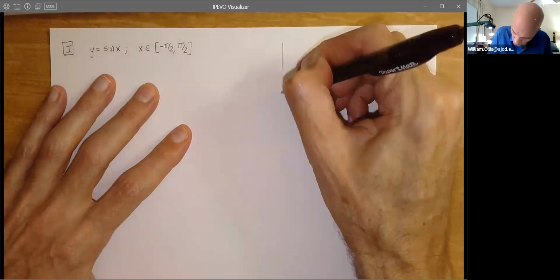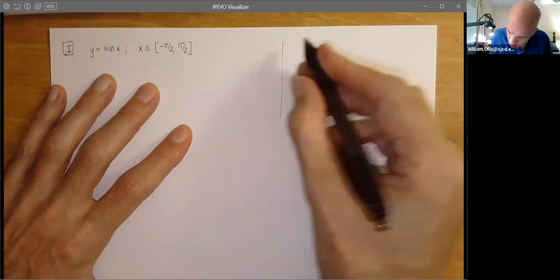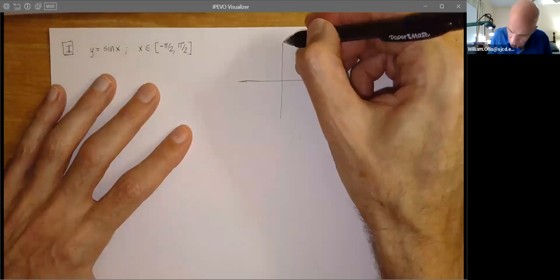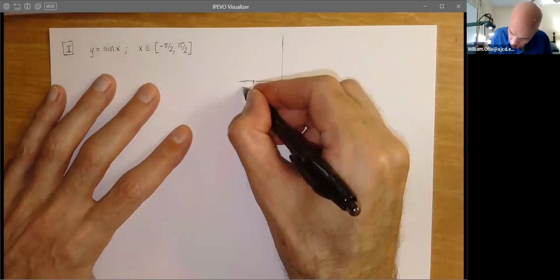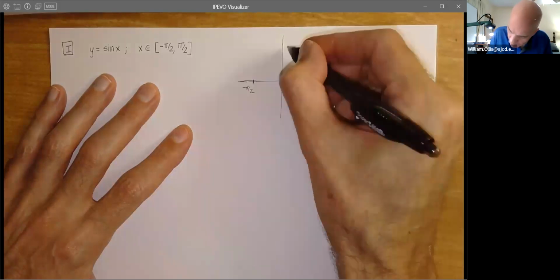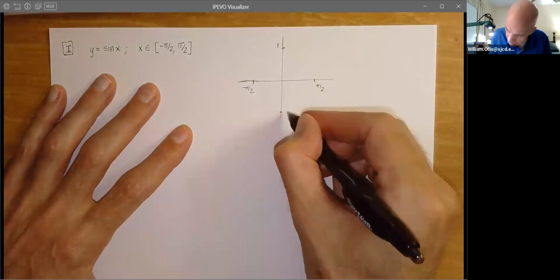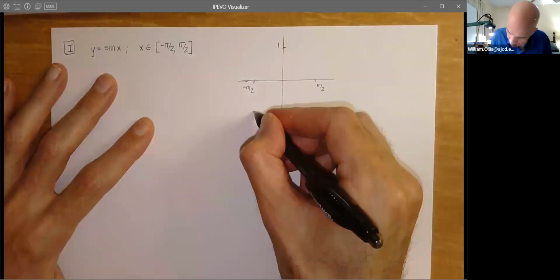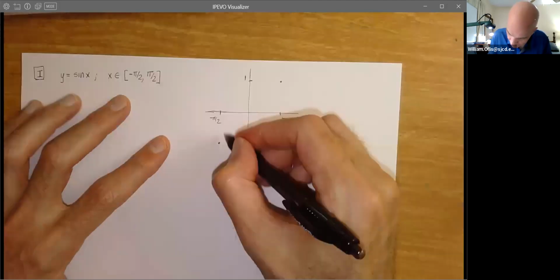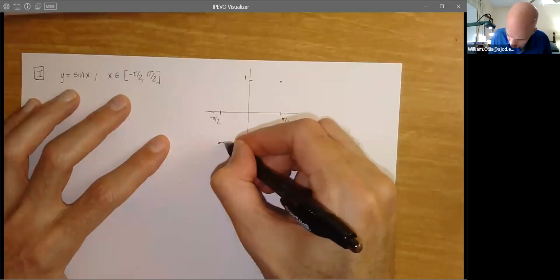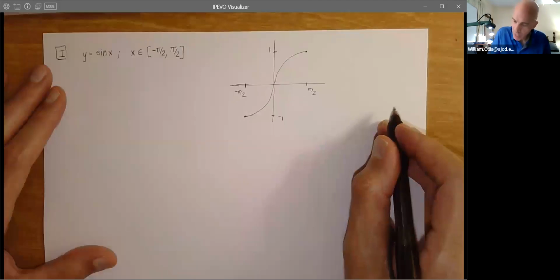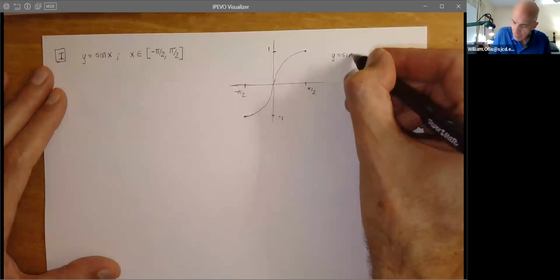Well, we're going to use what we know about the sine function, and we know on this particular interval, it is increasing, at least based on what we know about it. So we have negative pi over 2, and we have pi over 2, and we have 1 and negative 1. So sine of negative pi over 2 is negative 1, and sine of pi over 2 is 1, and we can draw it. So there's our sine function that's restricted. So this is y equals sine x restricted.